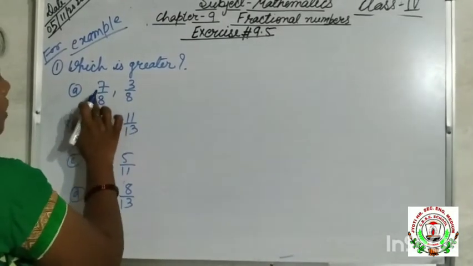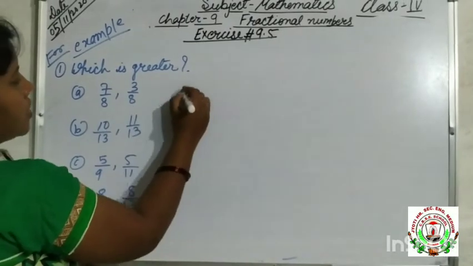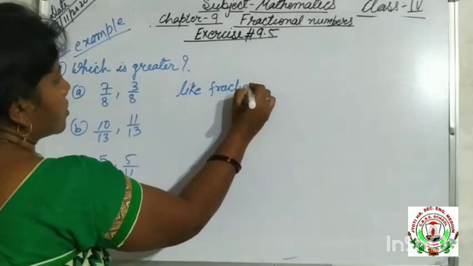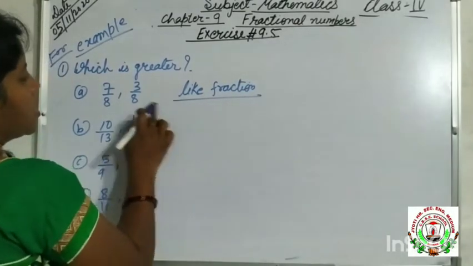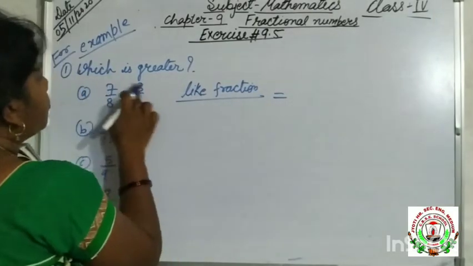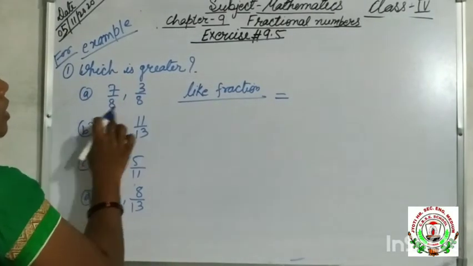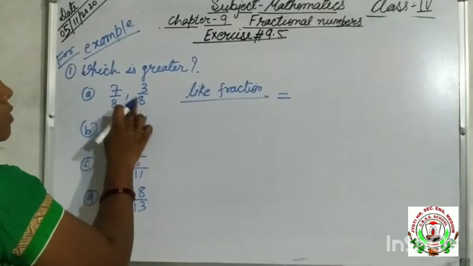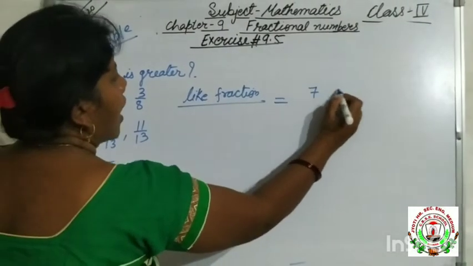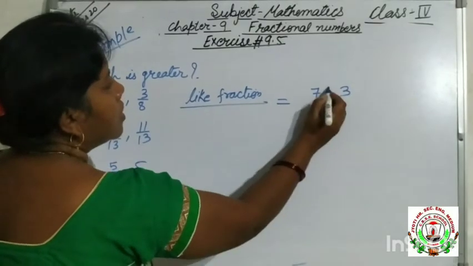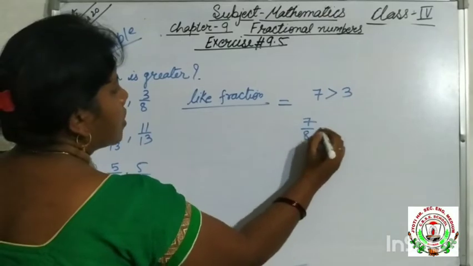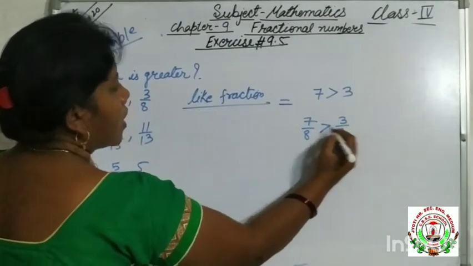For example, which is greater: 7 by 8 or 3 by 8? These are like fractions. If the fractions are like fractions, then you will see the numerator of both fractions. Both denominators are the same, so you will compare the numerators of the fractions. 7 and 3, which is greater? 7 is greater. So 7 by 8 is greater than 3 by 8.